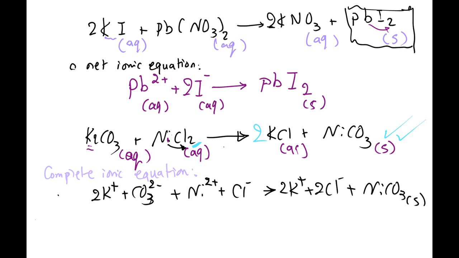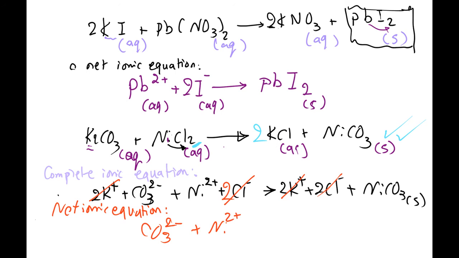Don't forget that the solid or the precipitate never make ions. And then we should cancel out spectator ions, the ions that are not used. We have potassium here and there, and also we have chloride. Yes, that's correct. So the net ionic equation will be as follows. Carbonate, negative ion plus nickel, positive ion, gives NiCO3 solid. This is the net ionic equation.